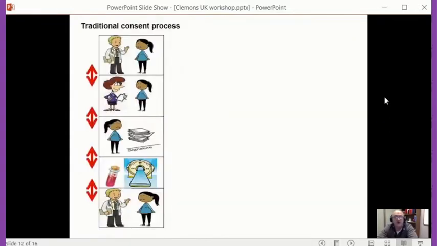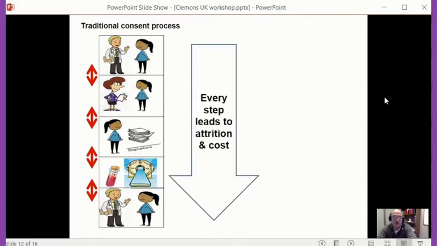The traditional consent process, this is supposed to be me talking to the patient. I leave the room, then the research staff come and talk to the patient, often with some delay. The patient is then faced with a very long consent form that then allows various blood tests and scans to be performed. And then the patient's back with me to talk about the trial again. It is not surprising that every step leads to loss of patient interest in trials and also significant cost for actually doing studies.